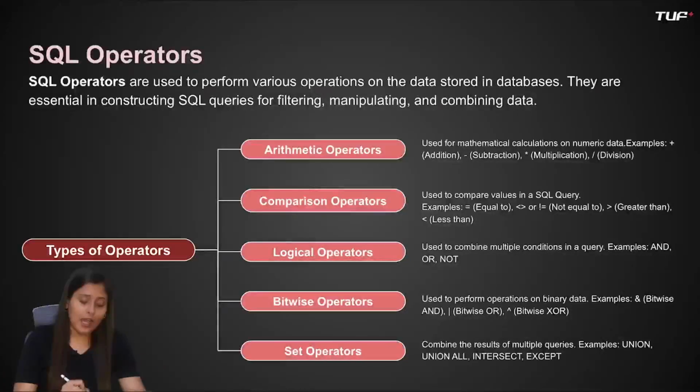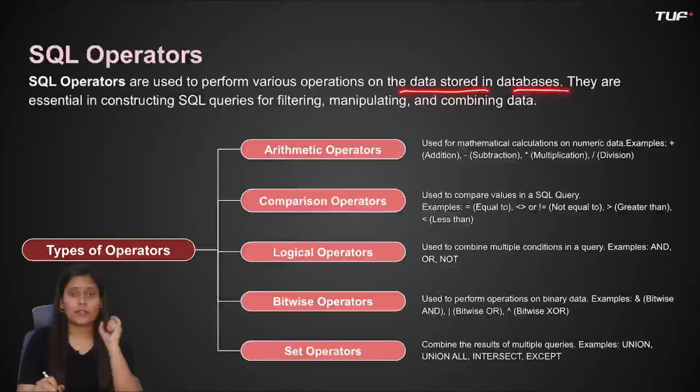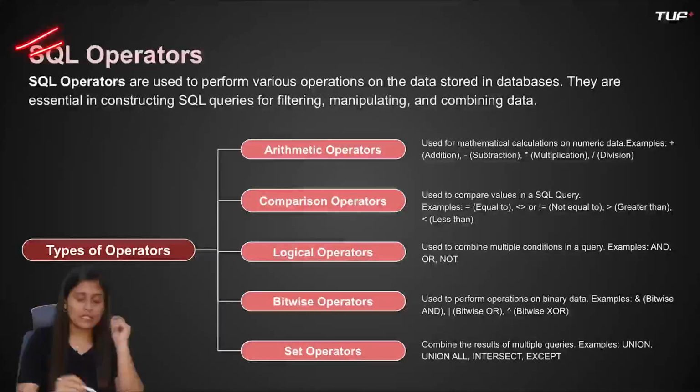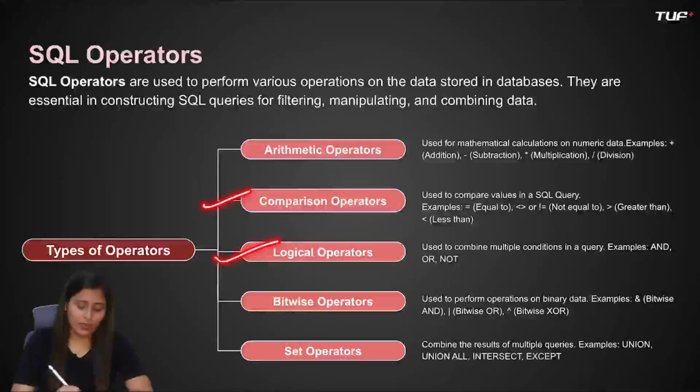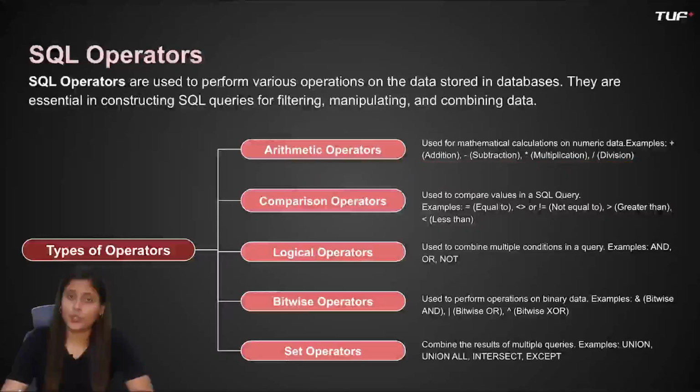it. So these are used to perform various operations on the data stored in the database. So different types of operations when we want to operate on the database, we use the SQL operators. So these operators are arithmetic operators, comparison, logical, bitwise and set. Arithmetic operators like addition, subtraction, multiplication or division. So these types of operators when we apply on the data from the database, we will call them arithmetic operators. Why do we apply these operators? To filter the data, manipulate the data or basically combine the data.